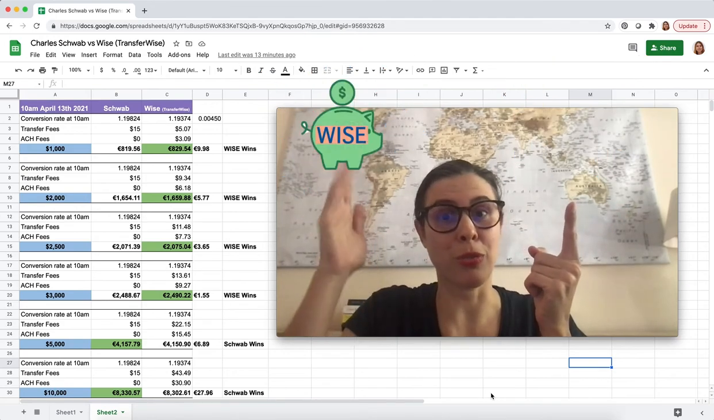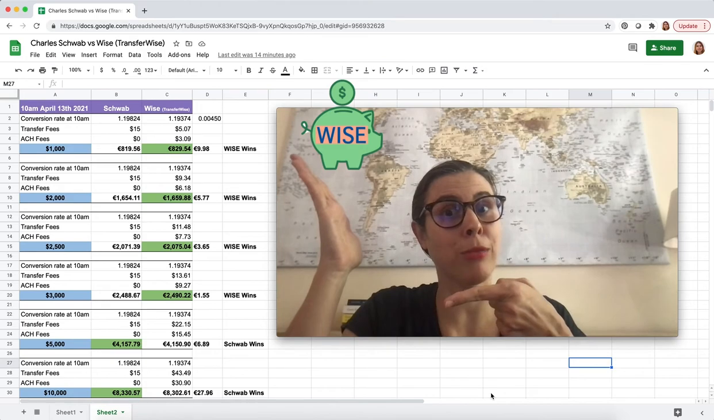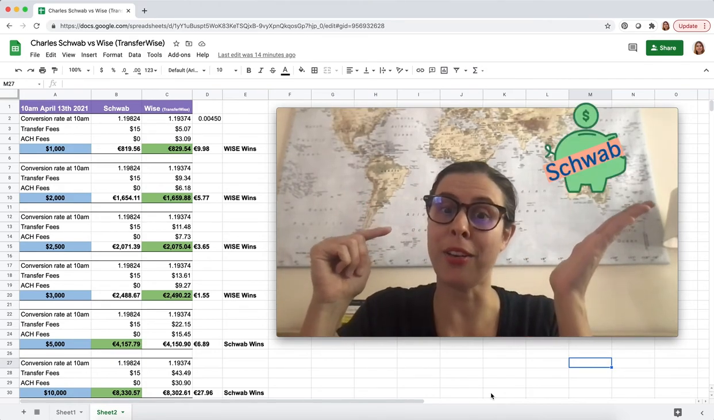Actually, everyone was right, because in some scenarios TransferWise is better for lower amounts and Charles Schwab is better for higher amounts. There you have it.